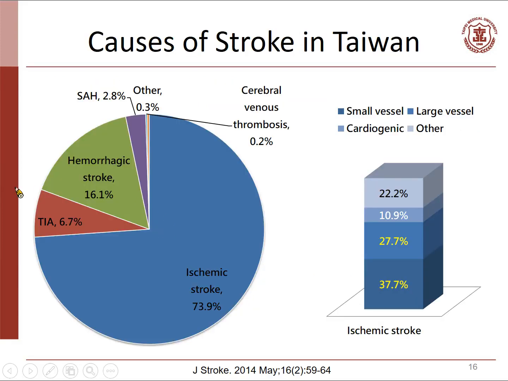In Taiwan, hemorrhagic stroke accounts for about 16%. The others, more than 80%, are ischemic stroke. For ischemic stroke, the most common cause is small vessel disease, followed by large vessel disease. And about 11% are cardiogenic and others.